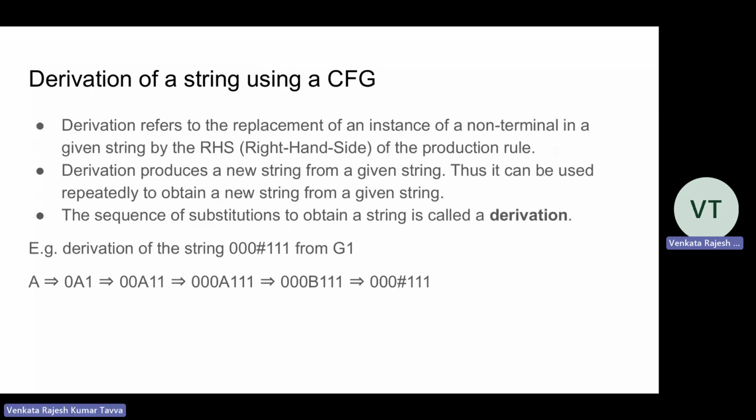Now let's try to derive a string using this grammar. I want to derive this particular string 000 hash 111. By now, did you understand what kind of language this grammar generates?